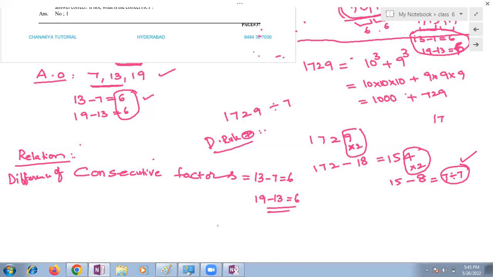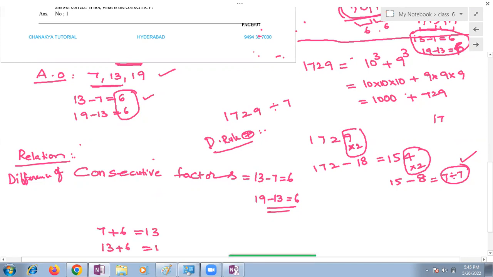Ma'am, instead of subtraction, we can also take the addition, right? 7 plus 6 is 13. Yes, you can write it. But it is nicer if we write the difference, because they are asking for the difference. Also fine, children. 7 plus 6 is 13, 13 plus 6 is 19. So what number are you commonly adding here? 6. Very good. You can express it in different ways, children.